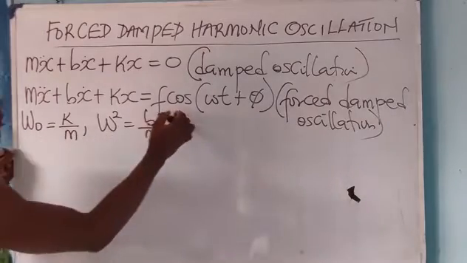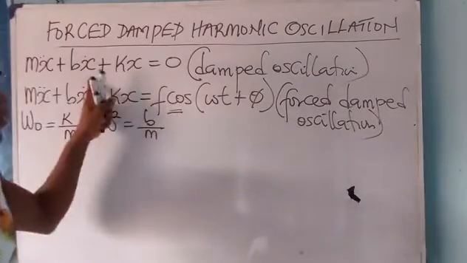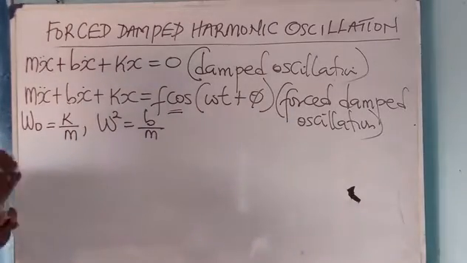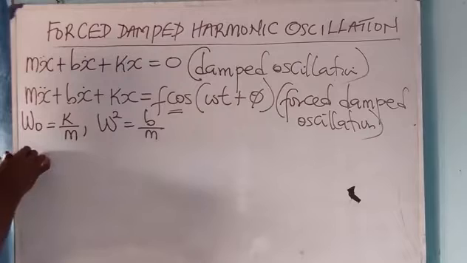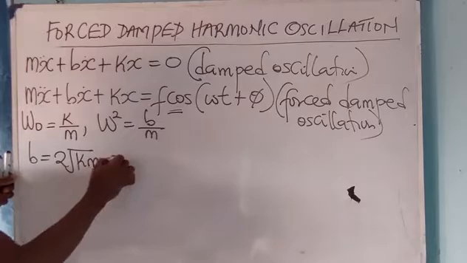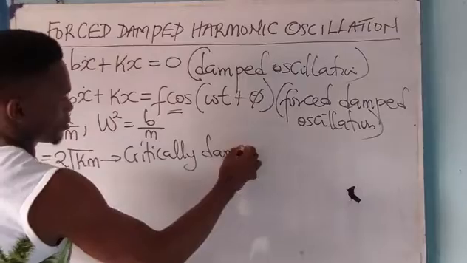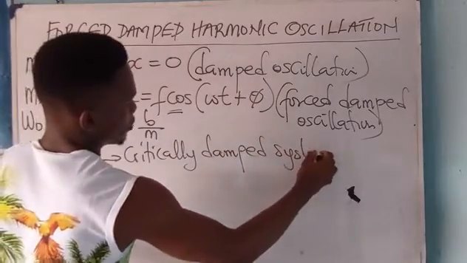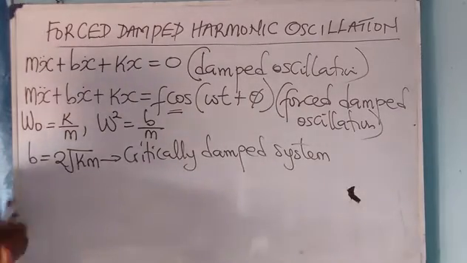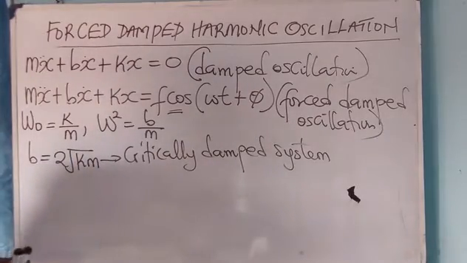So please take note of this formula. This one is called forced damped oscillation, but this one is called damped oscillation. Then I also gave us critical damped oscillation. I said B is equal to 2 root Km. This one is a critically damped system. So these are the formulas you must understand in physics 113. The ministry is still progressing, but just take note of this, and everything you have on the board.